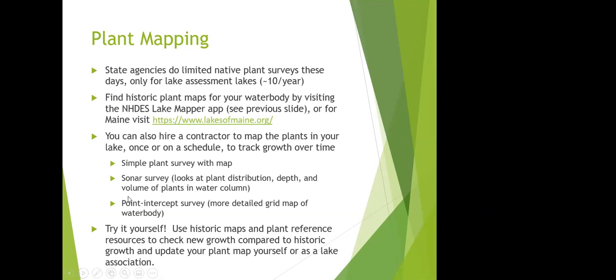I would say if you do that, just have them do a simple plant survey with a map. They have other technical surveys that they offer that are way more expensive and way more involved than anybody really needs, unless you have some special study going on. And then another option is to try it yourself. Use those plant books and resources and an old map to go around and update whatever types of plants you have in the lake today. And that is kind of a fun summer activity to do.